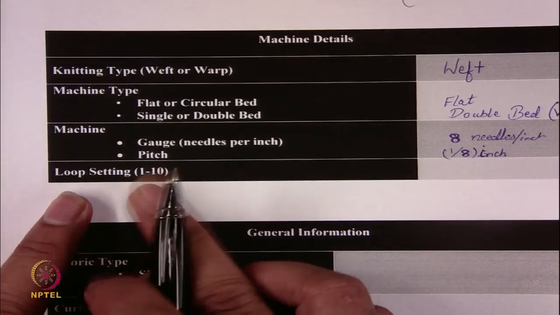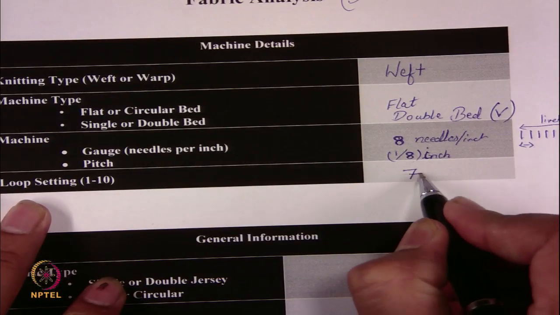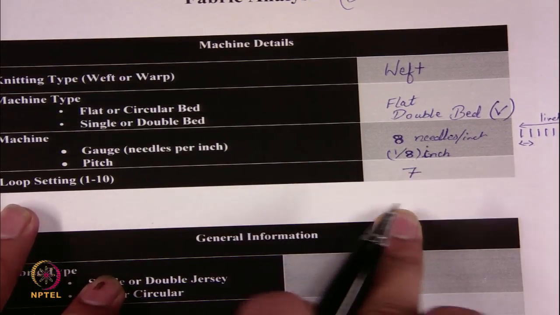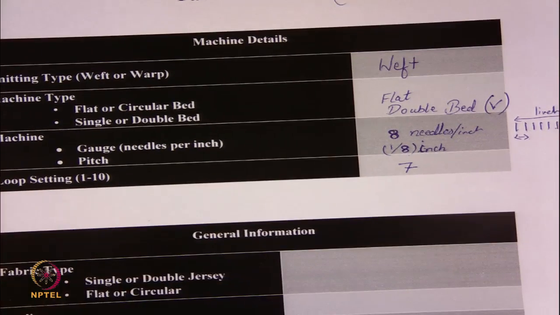Now, the loop setting, just now I showed you the loop setting was around 7. So, if more loop setting, more loop length; lower loop setting, lower loop length.